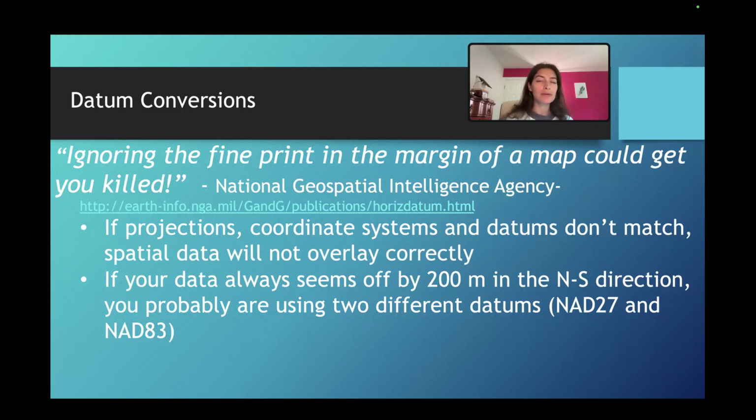Your data always seems to be off by X amount of meters. You're probably using different datums, especially if it's in the north-south direction. Maybe you're using NAD 27 and you need to use NAD 83. Or if you're using data that is very old, maybe you actually need to use NAD 27 instead of NAD 83. This is where the temporal aspect of the data that you're utilizing for your maps is very important. You need to know when that data was collected so you know what reference points make sense to compare that data to.